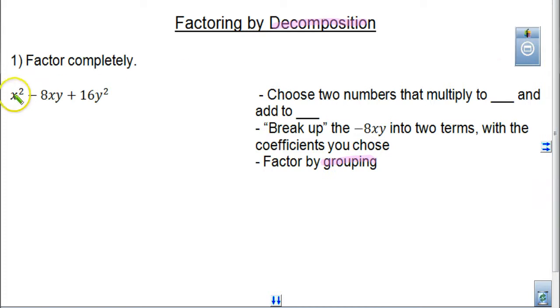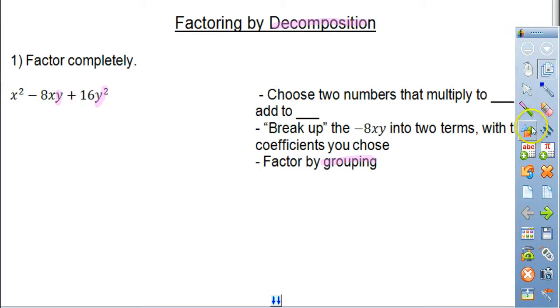Now, this right here looks like a simple trinomial like we've had before. There's no coefficient on the x squared. However, we also have the variable of y. We have negative 8xy plus 16y squared, so it's not quite the same as what we had before.